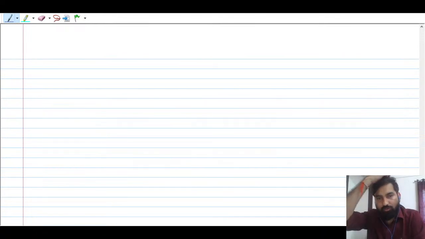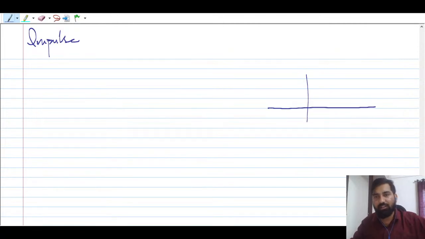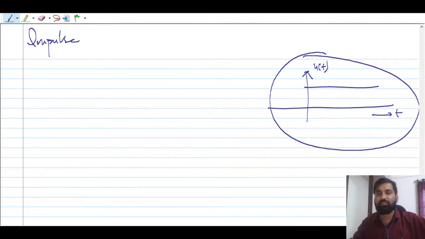Now I'll talk about one of the very important functions, that is called the impulse function. Why am I talking about the impulse function? It will help you. Suppose you have an arbitrary signal like this, this is u of t, and you want to differentiate it. This is going to be a piecewise signal.